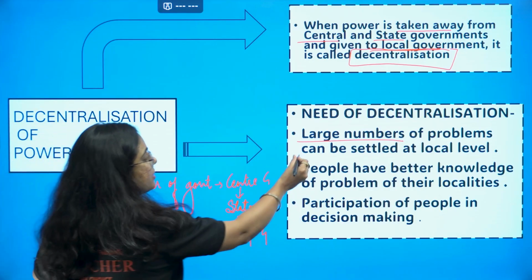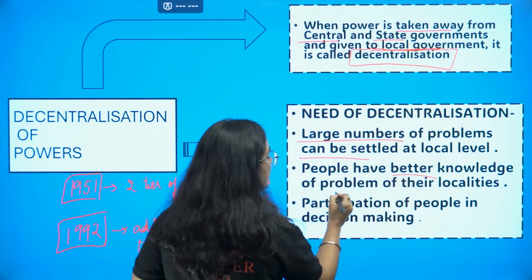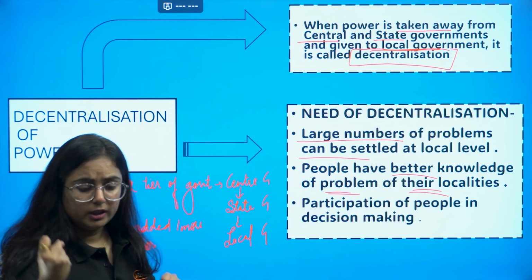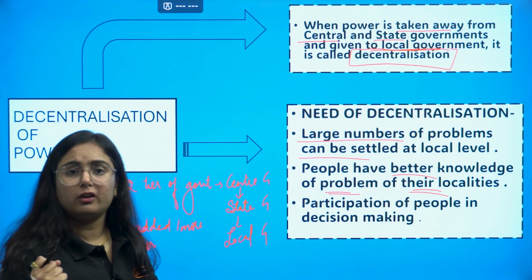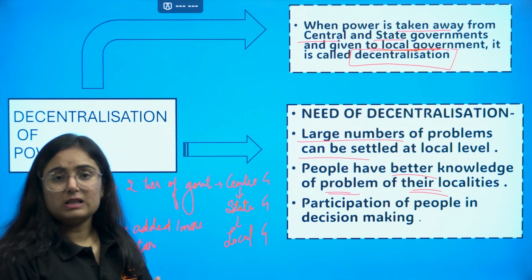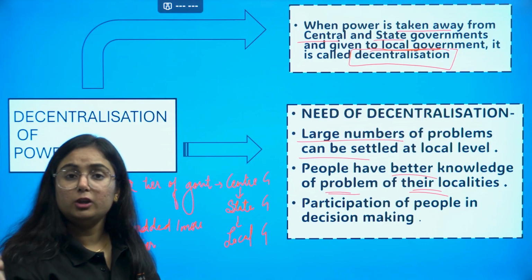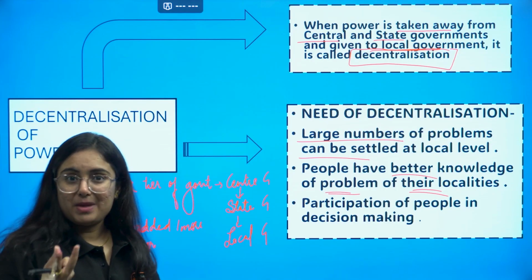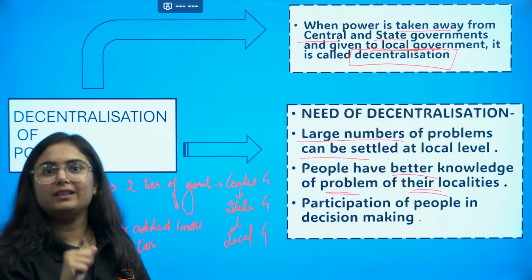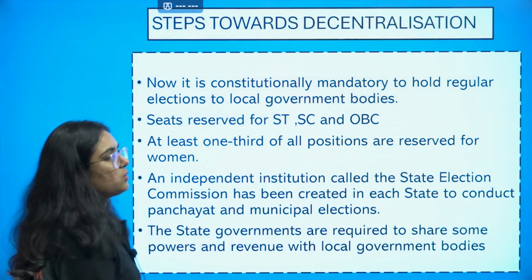So this is it. A large number of problems can be settled at the local level. People have better knowledge of the problems of their localities. For example, in your state, there is an MLA from your region. You know that the MLA is of a large region, a large constituency. Will he be working effectively? Will he know what the problem is in your locality? No. But if we have a mayor in that region, he will work effectively because he is living there. So participation of people in the democracy is also involved.